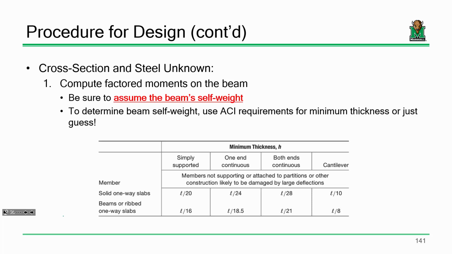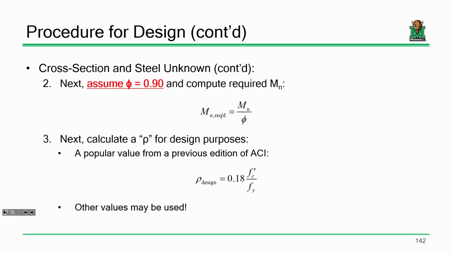So what I will do is provide you this sort of guide. This is minimum beam heights that ACI stipulates for deflection purposes, and we'll use that to define about what the beam self-weight is going to be. Once we get the beam self-weight, we can compute the factored moments, 1.2 times the dead plus 1.6 times the live. Based off that factored moment, we're going to compute what's our required Mn. To do that, we're going to assume a phi of 0.9. Everybody okay? So far, so good.